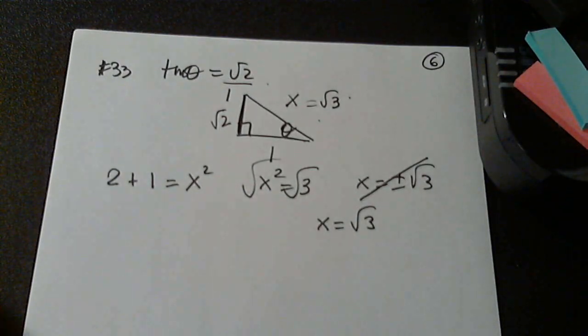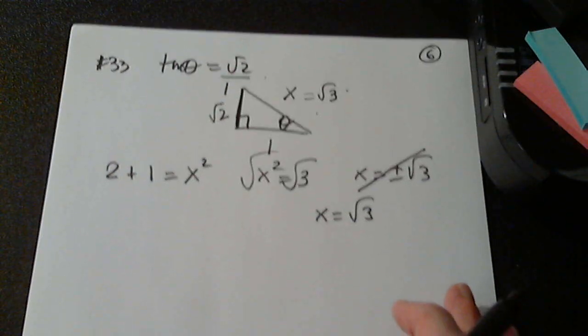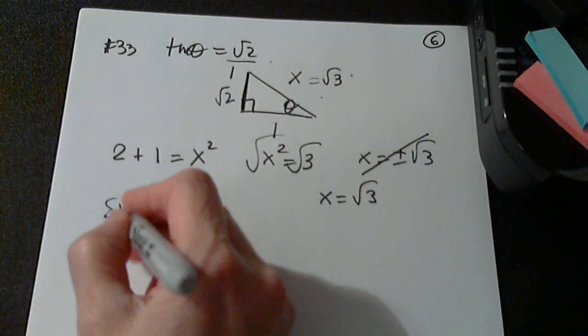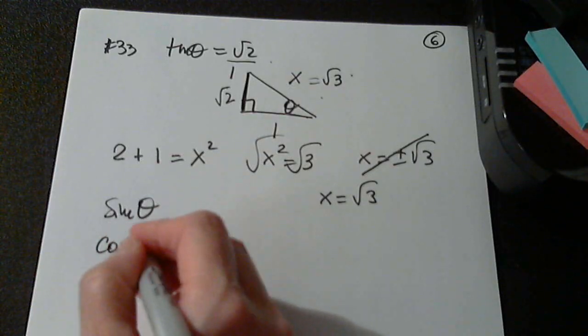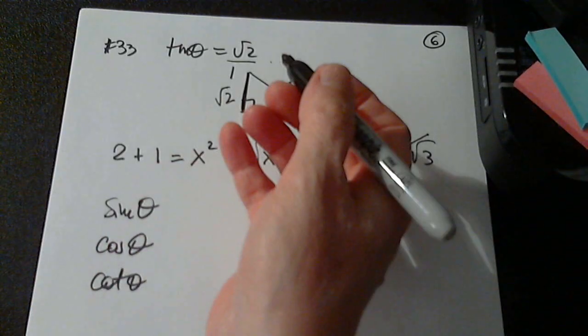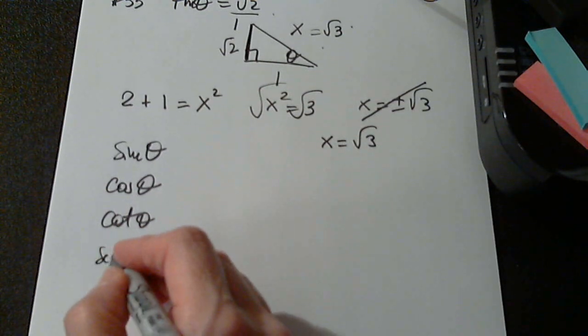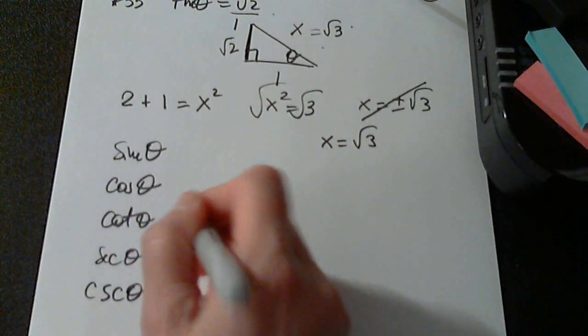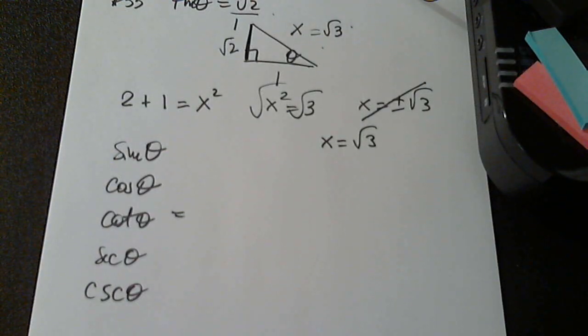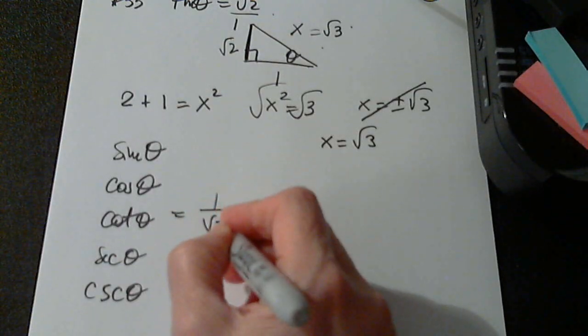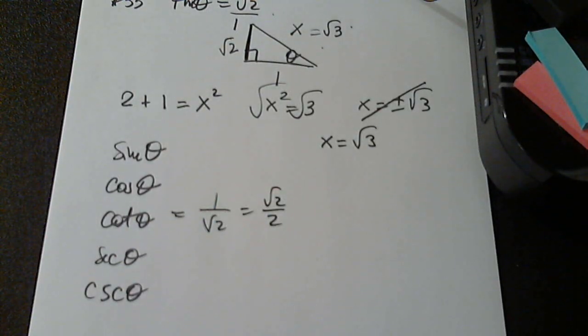Once we identify that, the only step is just to identify sine theta, cosine theta, cotangent theta, which is extremely easy, secant theta, and cosecant theta. So can anyone give us cotangent right away without thinking? Square root of 2 over 2. So it's 1 over the square root of 2, which is the square root of 2 over 2. Excellent.